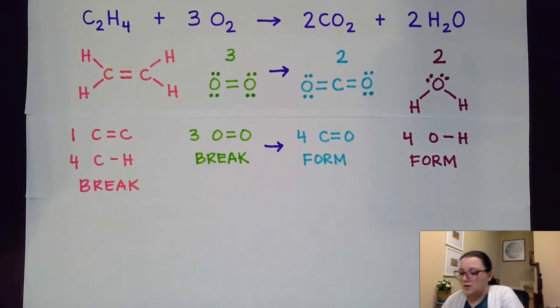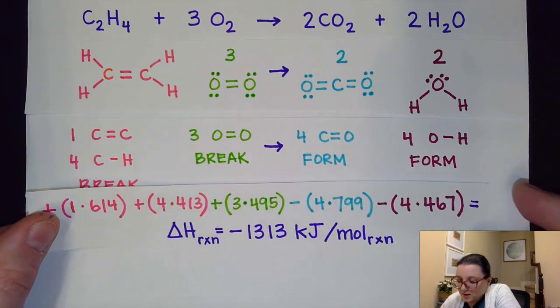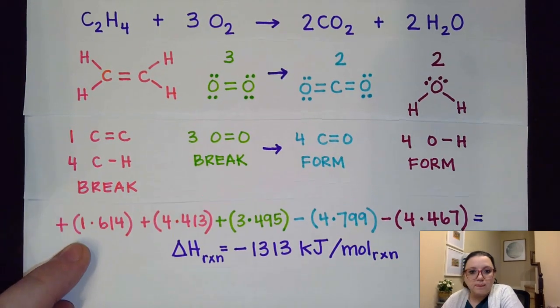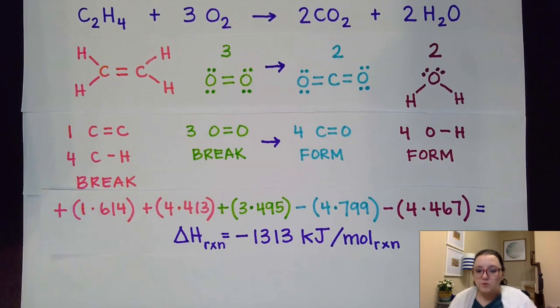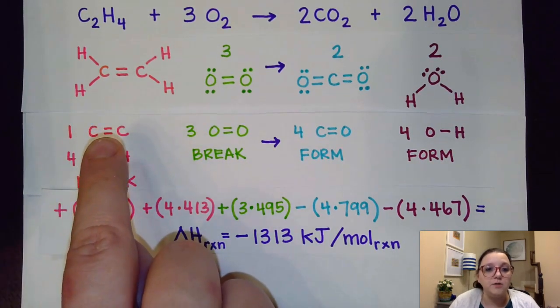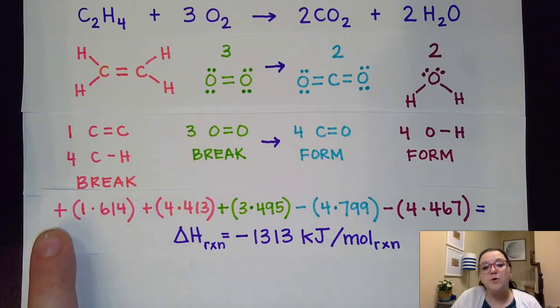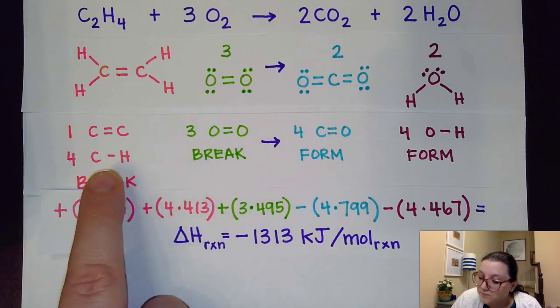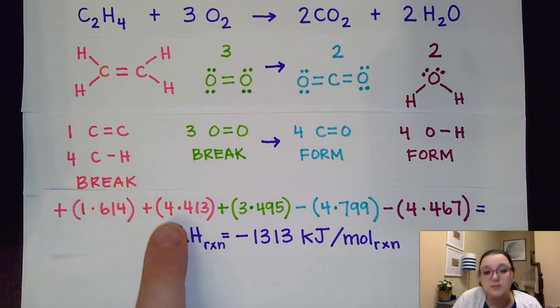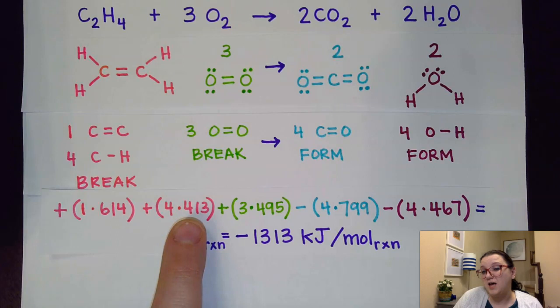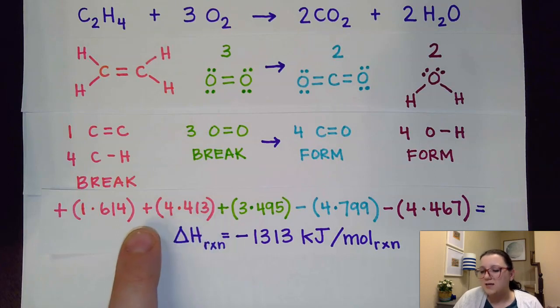I'm going to start listing everything off number-wise. So you notice I started off with the carbon to carbon bond. There was one of it. It had a value of 614 up on the table above, and I put a positive with it because it takes energy to break. On the next one, I had 4 carbon to hydrogens, and so the carbon to hydrogen had a bond energy of 413. Again, I put a positive with it because I broke it.